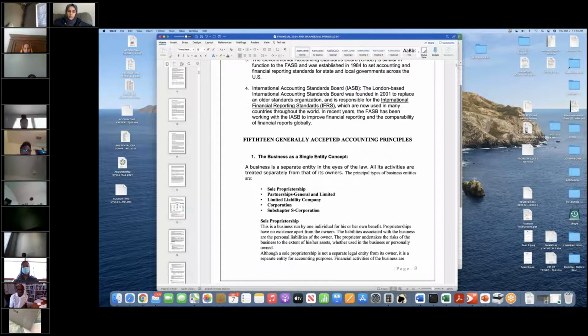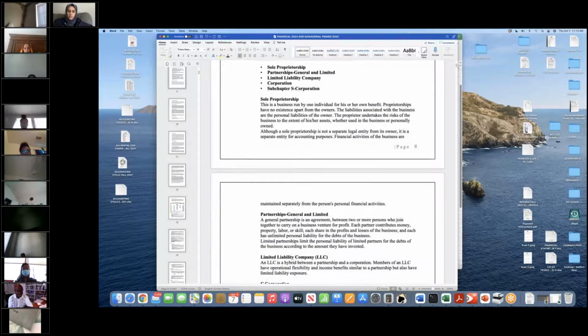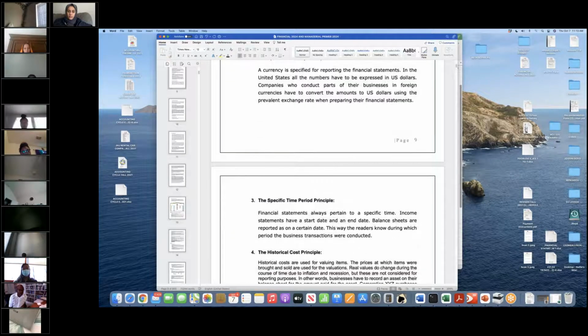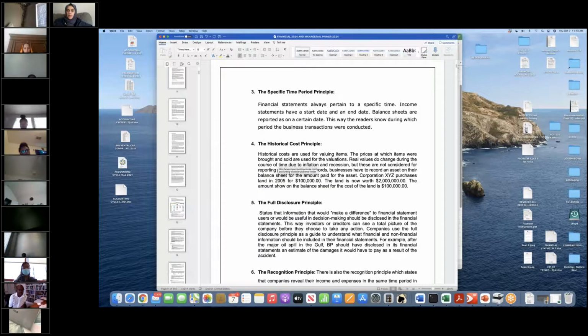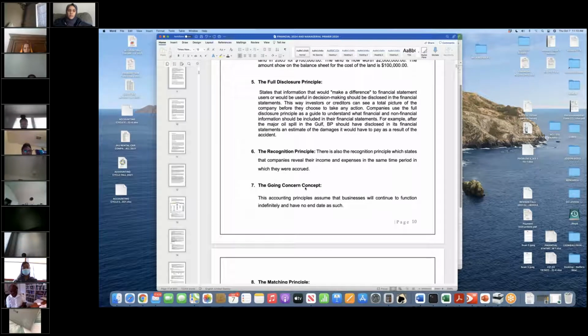There are 15 generally accepted accounting principles that you need to know. Now, I won't test you on these until after midterm, but there are several of these that are important now as we work into adjusting entries. First one is the recognition principle, which states that companies reveal their income and expenses in the same period in which they were accrued, not paid, but when they were accrued.